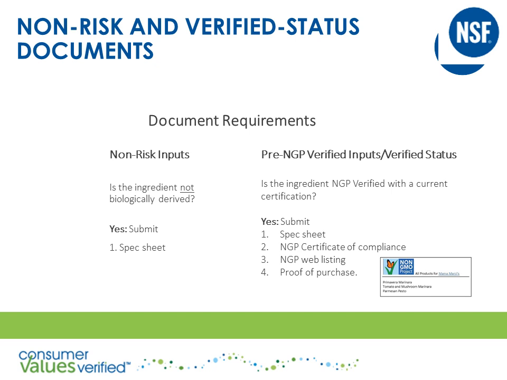and confirms the non-risk status. If the ingredient is already non-GMO project verified with a current valid certification and web listing, you will need to submit the non-GMO project certificate of compliance, screenshot of the web listing, and proof of purchase showing the sale of the verified input from the supplier to you. This could be an invoice or a bill of lading.